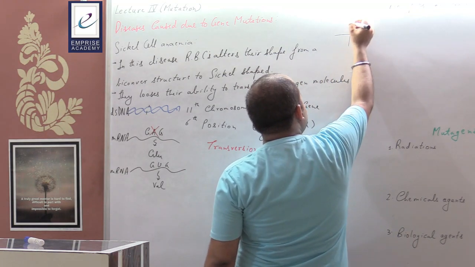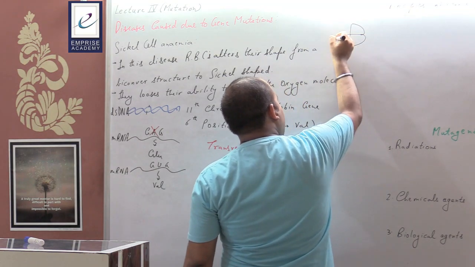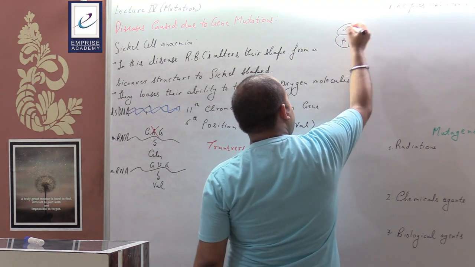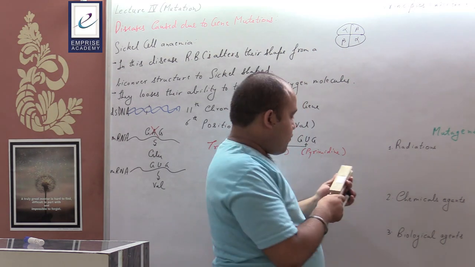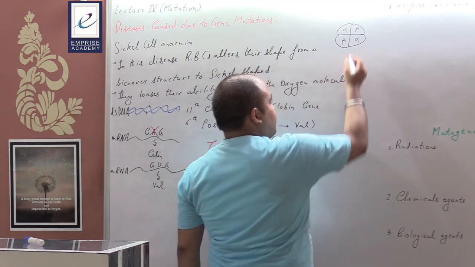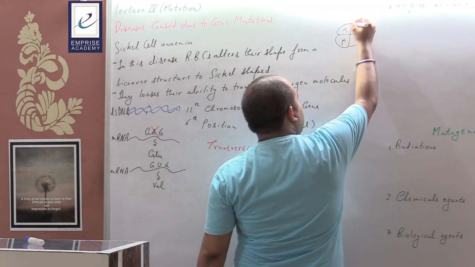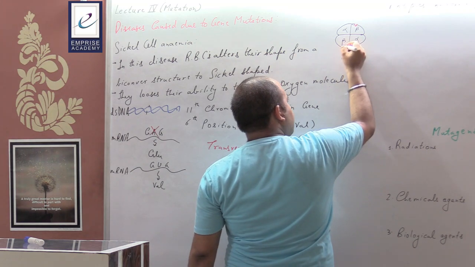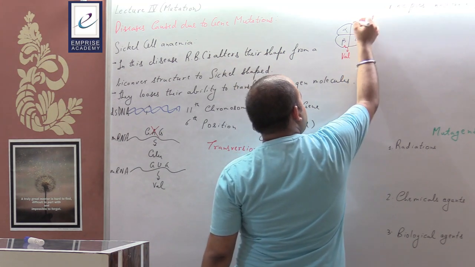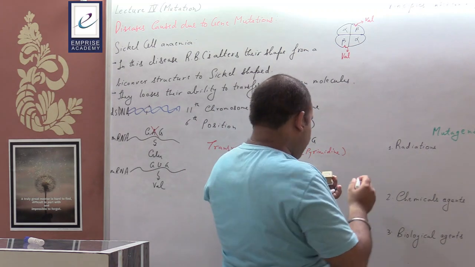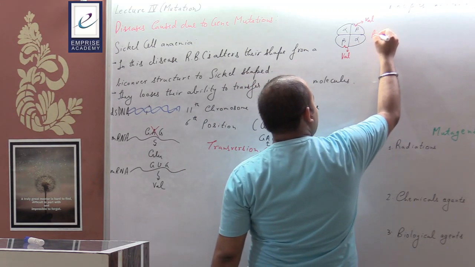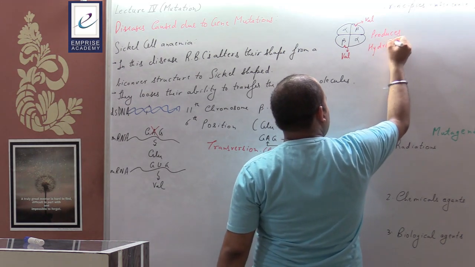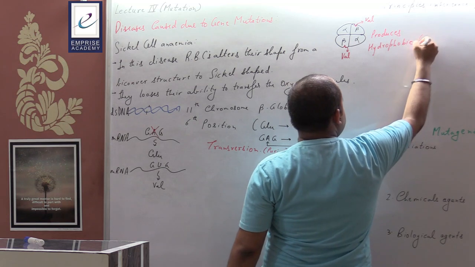Now see this. This is a hemoglobin molecule. There are 2 alpha and there are 2 beta. Okay. Now when mutation occurs within the beta, then valine produces hydrophobic pocket. Hydrophobic pockets.